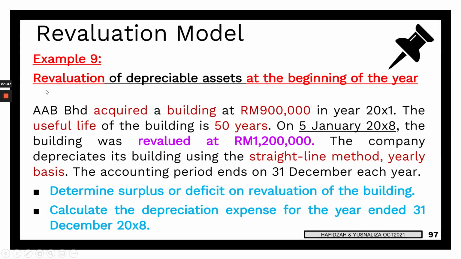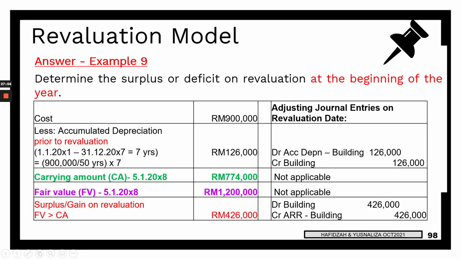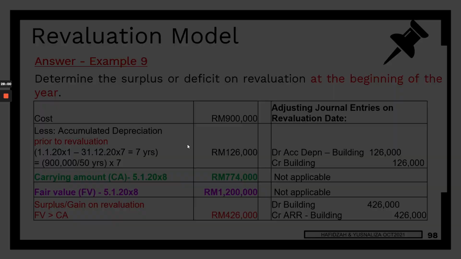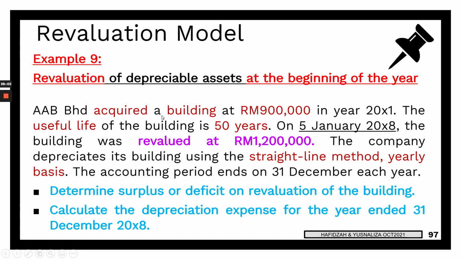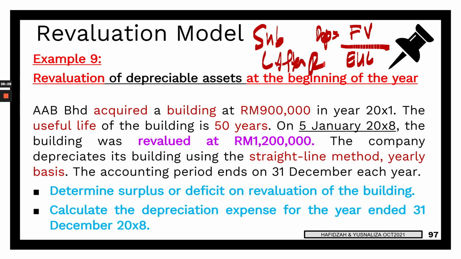Now we go to example 9. This is the revaluation of depreciable asset at the beginning of the year, but this is going to give rise to a surplus again. In this case we have the useful life. We are going to calculate depreciation, remember, based on the estimated useful life. So here for revaluation, it would be fair value of the building divided by estimated useful life. This is for subsequent depreciation after revaluation. So revaluation of depreciable asset at the beginning of the year.